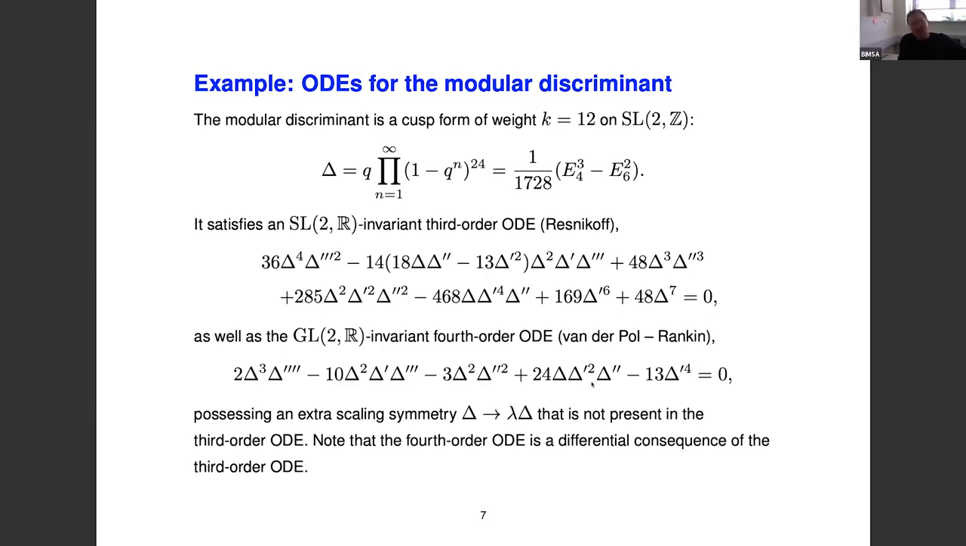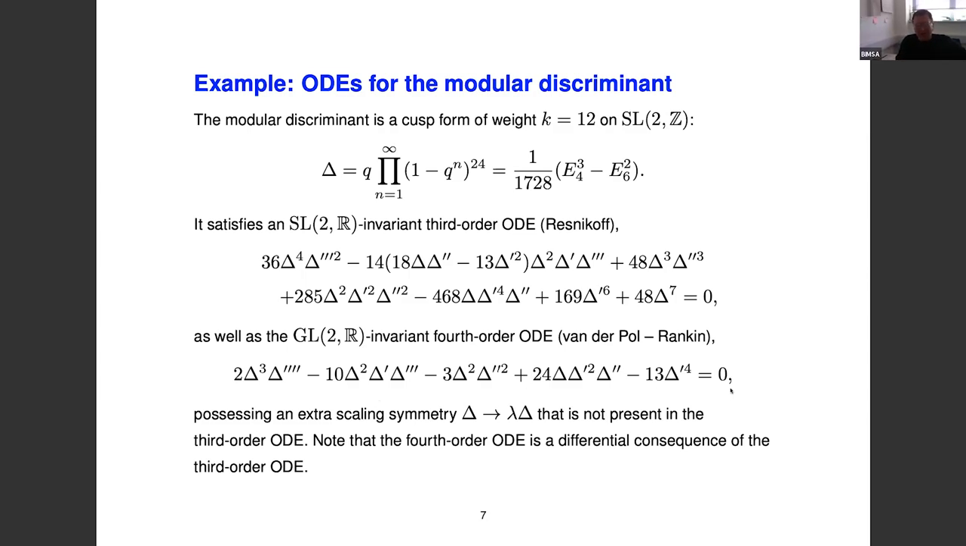And in fact, this is more well known. This is called the van der Pol-Rankine equation, also obtained long ago, right? By the way, this fourth order equation for the modular discriminant is a differential corollary of this third order equation in the following sense. If you take this third order equation and directly differentiate it by tau, apply another prime, then of course you get a quasi-linear fourth order equation, but it will not be GL2R invariant.